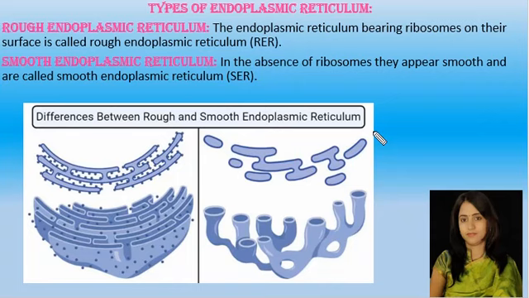The functions of endoplasmic reticulum. The main function of the endoplasmic reticulum is to form the supporting framework of the cell, because it forms a network in the cytoplasm. Then second, the rough endoplasmic reticulum is frequently observed in cells which are actively involved in protein synthesis and secretion.